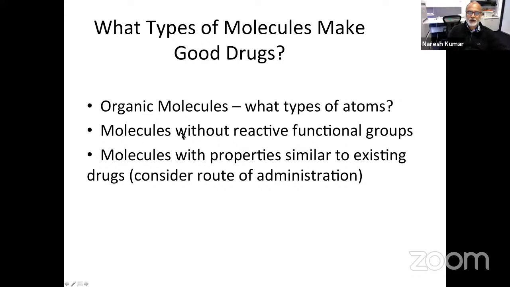And also the drugs are molecules without reactive functional groups. That means they don't have any reactive functional groups present in them. Also, if you want to find out what good drugs are, you could just see in the literature what the existing drugs are at the moment, and try to compare your drug with the drugs which are already there. Another very important thing in drug discovery is the type of administration that is required. It can be oral, it can be injection, it can be other routes as well. So we're going to be looking at that as well.